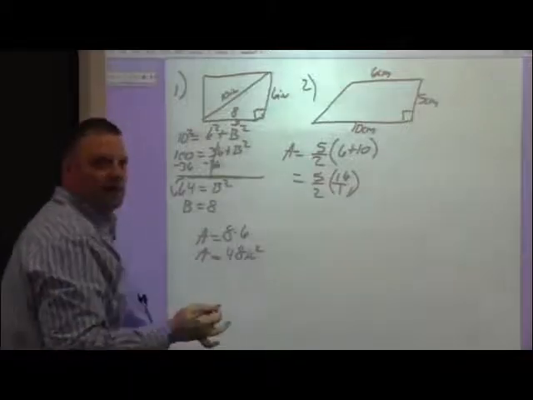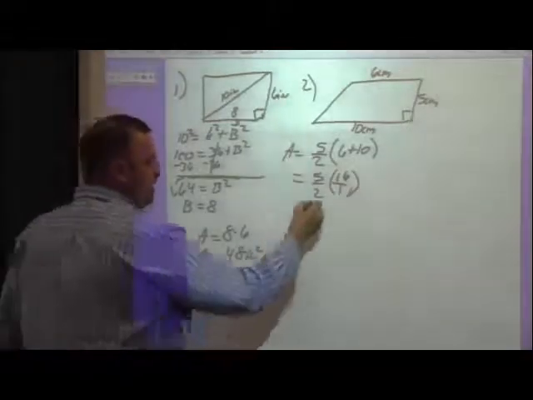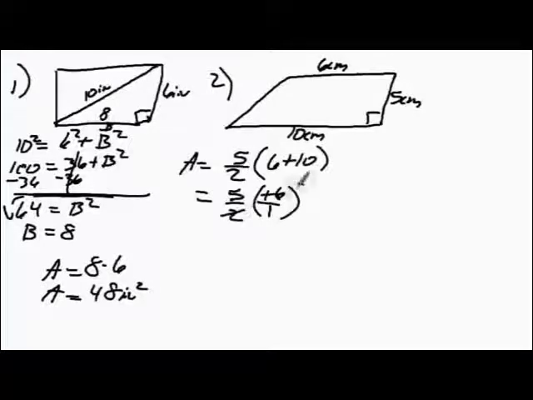And then what I like to do is simplify before I multiply. 2 goes into 16 8 times. So all you're left with is 5 times 8, and you got 40 centimeters squared for that one.